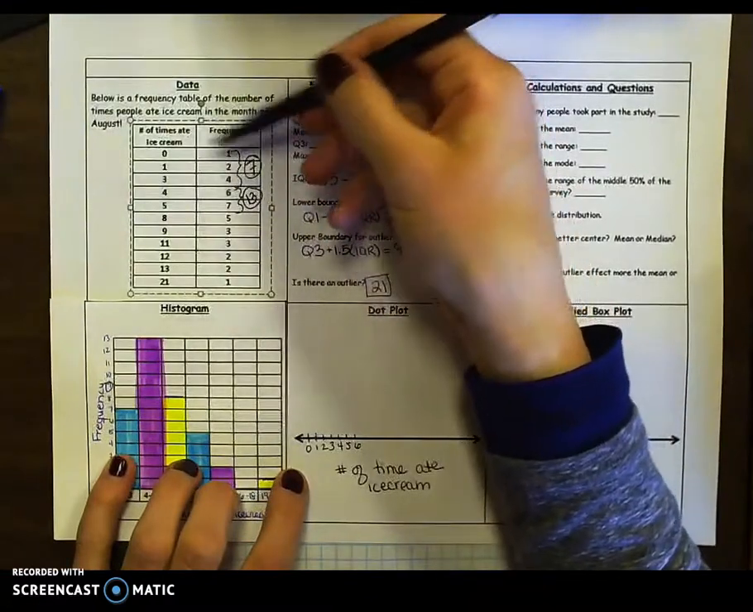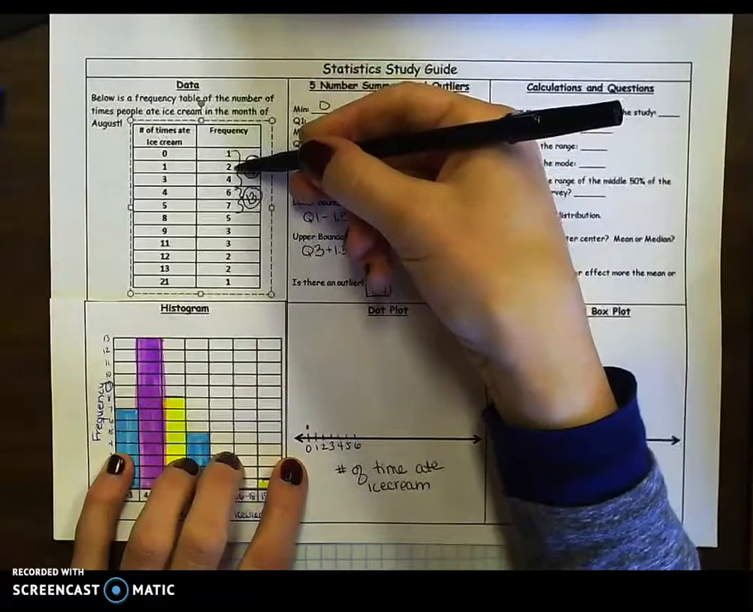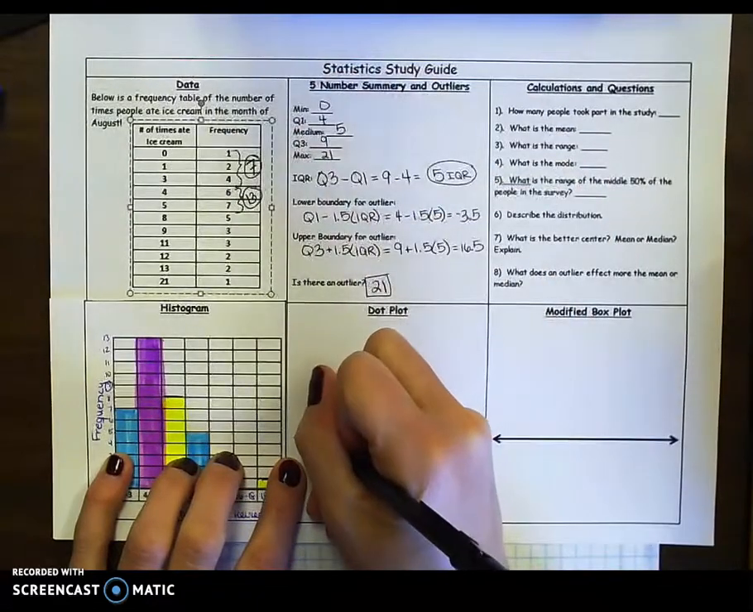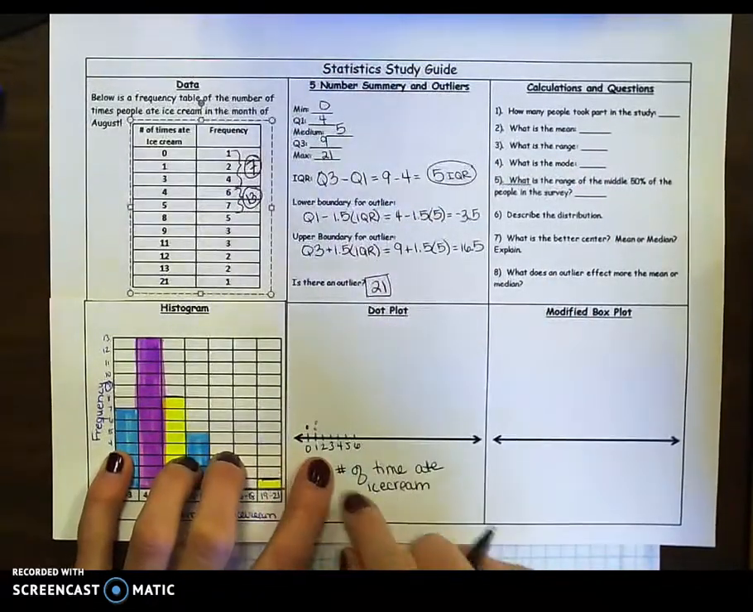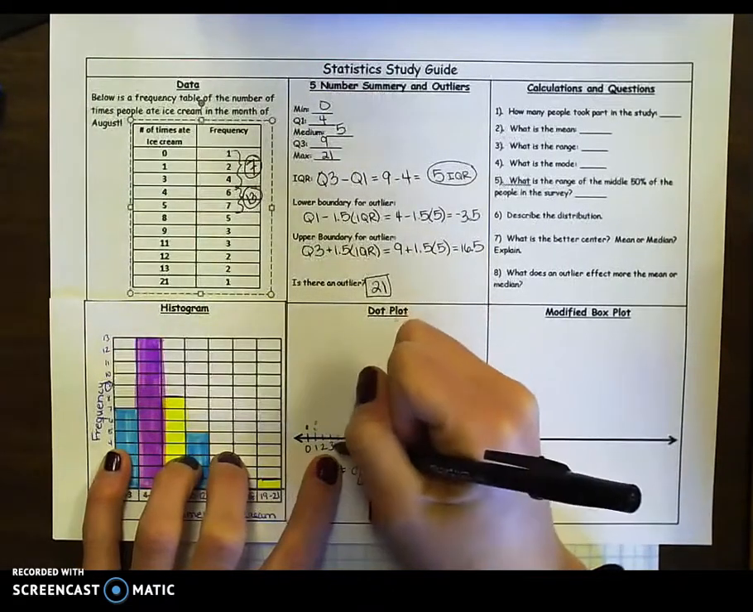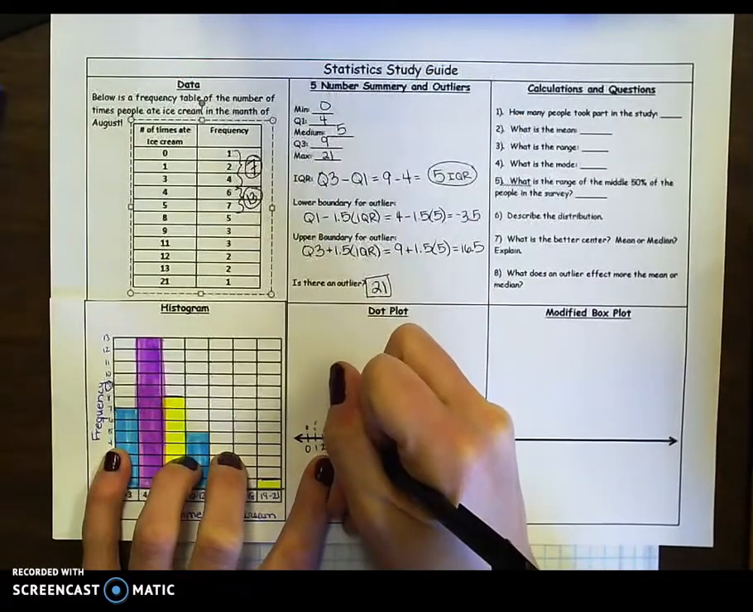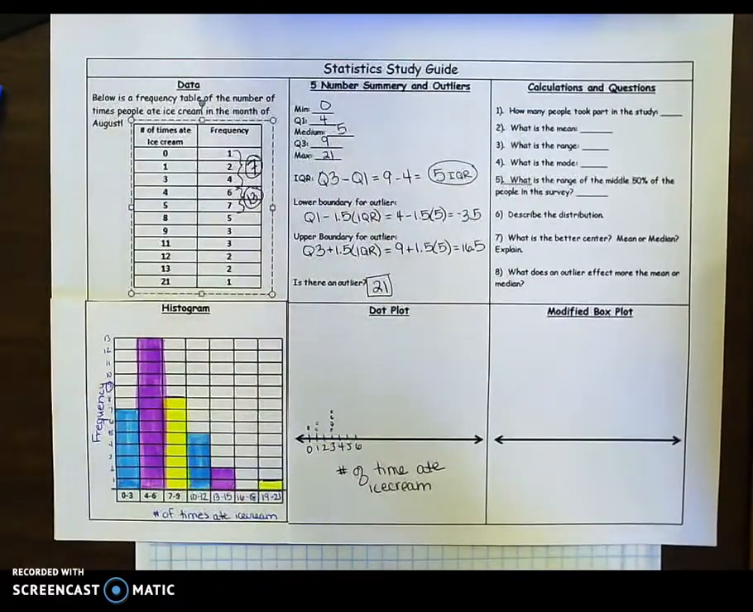So one person ate ice cream 0 times, so that gets 1 dot. 2 people ate ice cream once, so I put 2 dots above 1. Above 2, well, nobody ate ice cream twice, so we're going to skip that. Okay, for 3, we see 4 people ate ice cream 3 times, so we put 4 dots. So go ahead, pause the video, finish your number line, and finish the dot plot.